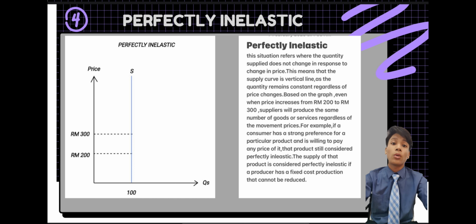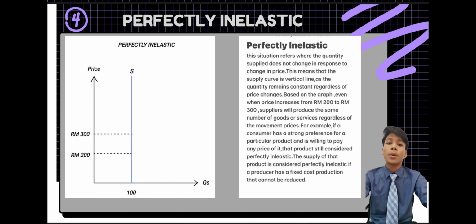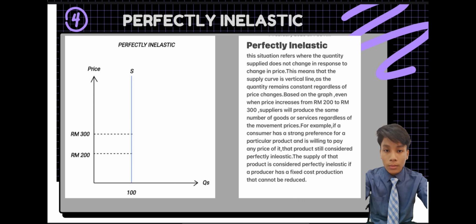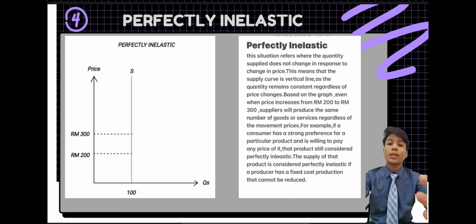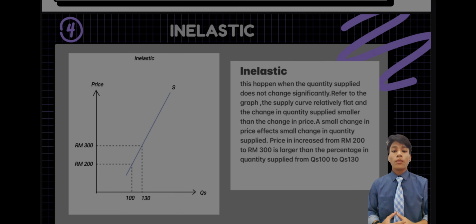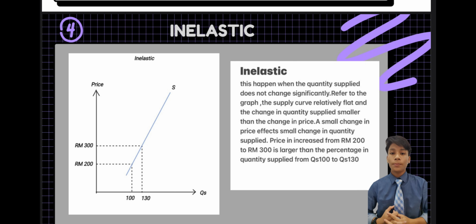Even when the price increases from RM200 to RM300, suppliers will produce the same number of goods or services regardless of the price. For example, if a consumer has a strong preference and strong criteria for a particular product and is willing to pay any price for it, we consider that product perfectly inelastic. The supply of that product is considered perfectly inelastic if a producer has a fixed cost of production that cannot be reduced. Okay, for the next question, which is B, this is inelastic.